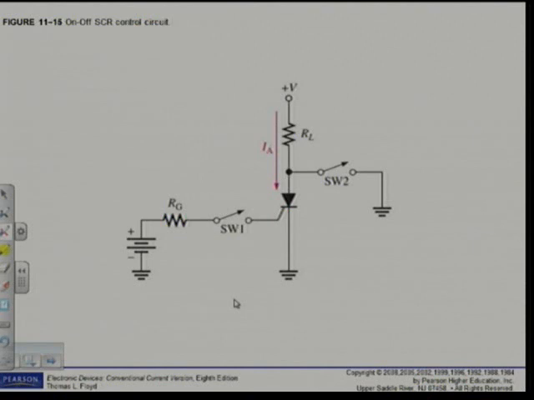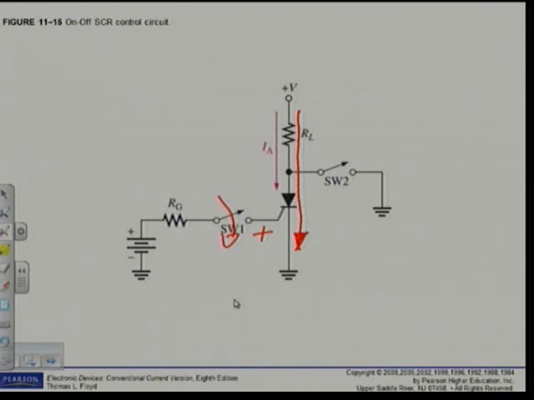Now when we close switch S1, what happens? We put a positive voltage on the gate of the SCR. When we put a positive voltage on the gate of the SCR, we will trigger the SCR and there will be a current flow from my anode to my cathode. And that SCR will stay in conduction as long as my current is larger than my holding current.